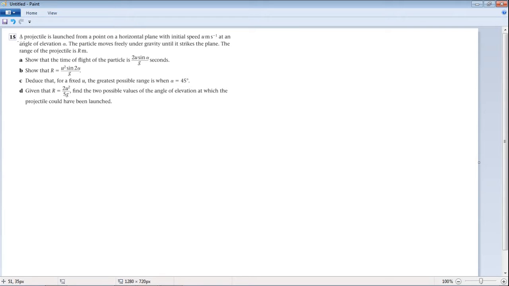The question says a projectile is launched from a point on a horizontal plane with initial speed u meter per second at an angle of elevation alpha. The particle moves freely under gravity until it strikes the plane. The range of the projectile is r meters.